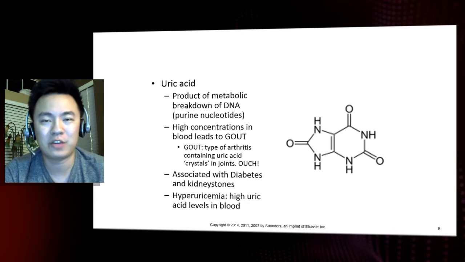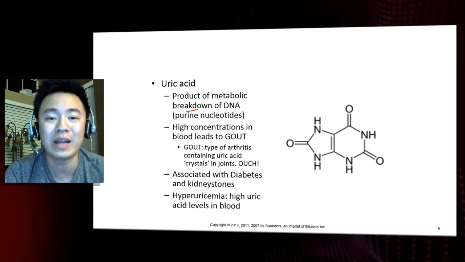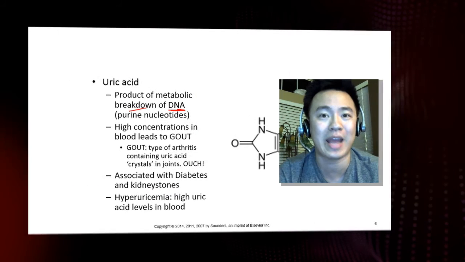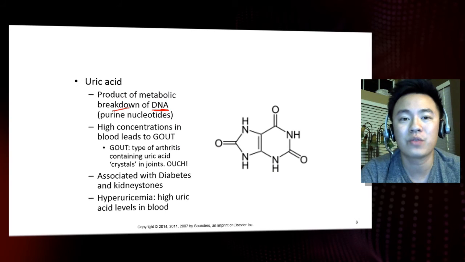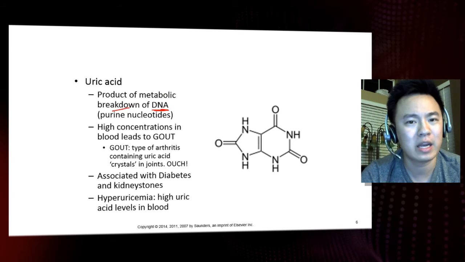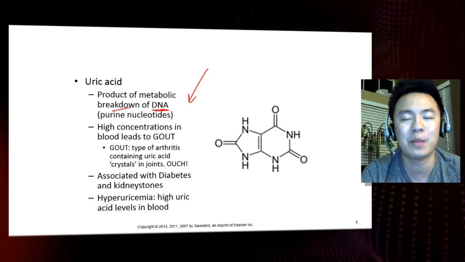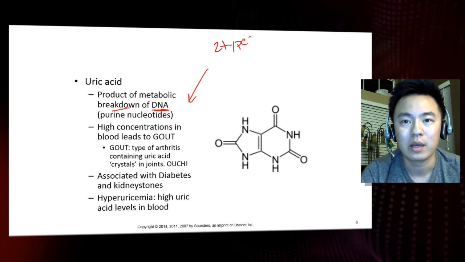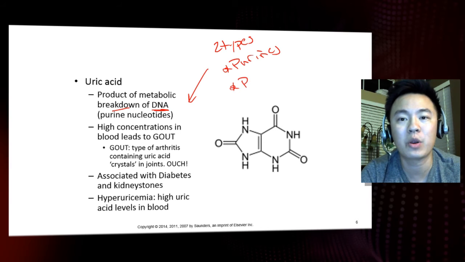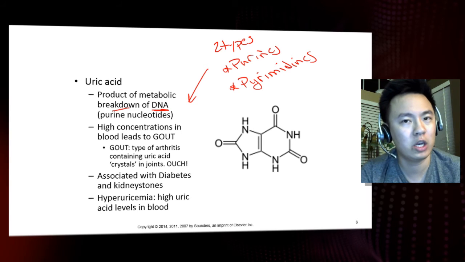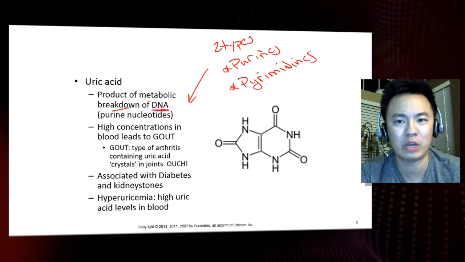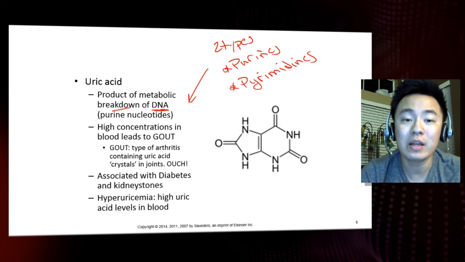And the last type of nitrogenous waste is known as uric acid. Now, this is the product of metabolic breakdown of deoxyribonucleic acid, also known as DNA. And this kind of DNA here is from a purine nucleotide. Now, just for your information, there are 2 types of nucleotides. One are known as the purines, and another one here is known as the pyrimidines. But again, not too much detail about that. We're just going to stick with what's on this slide.